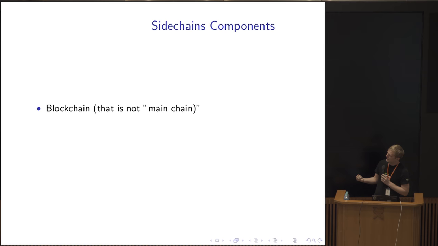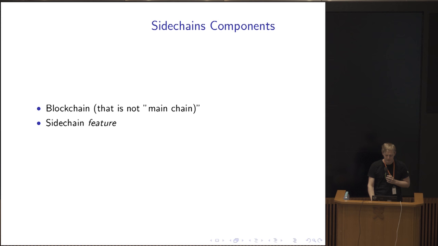And in this case, it's not a main chain. It's something that's connected to another chain, and this is what I call the sidechain feature. The sidechain aspect is not that it's just a blockchain that's not Bitcoin. That's kind of silly, because then Litecoin would be a sidechain. Instead, it has a communication layer that allows it to move value to and from what I dub a parent chain.